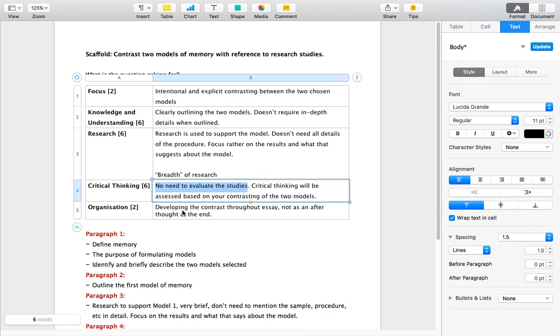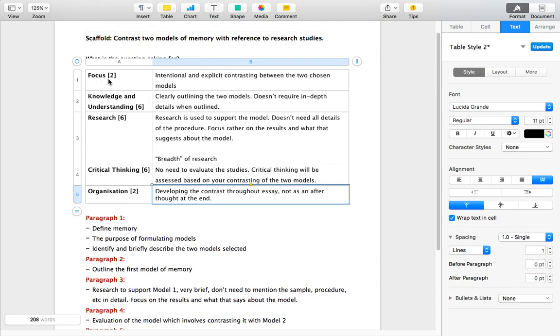And finally, organization. Developing the contrast throughout the essay is very important. I don't want you to have just a last paragraph or conclusion contrasting the two models, because that will just fetch you very low scores all around, okay? Especially for critical thinking, focus, research, not so much knowledge and understanding. Maybe you'd lose a few points, but you would also lose points for organization. So you need to make sure that there is some consistency in your contrasting throughout the essay. Okay, so this is the breakdown of what is expected per criteria.